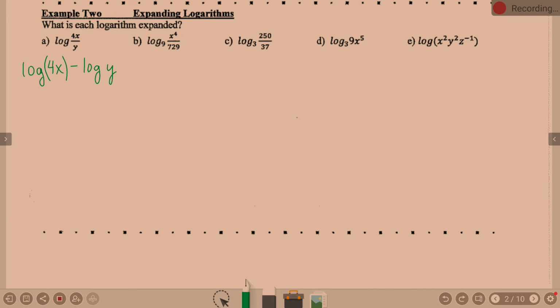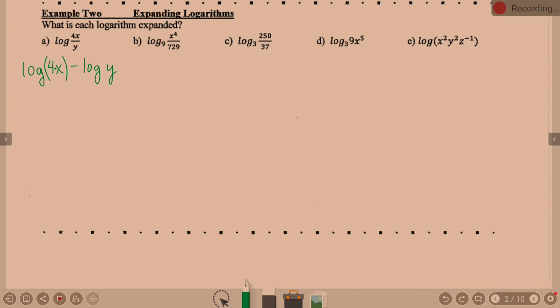What is happening between the 4 and the x? They're being multiplied. This is 4 times x. What do you know about if the insides are being multiplied? We can separate it into 2 logs being added, right? Here there was division, so we first took that and separated it into 2 logs being subtracted. Now there's multiplication, so we're going to break this piece up into 2 logs being added.